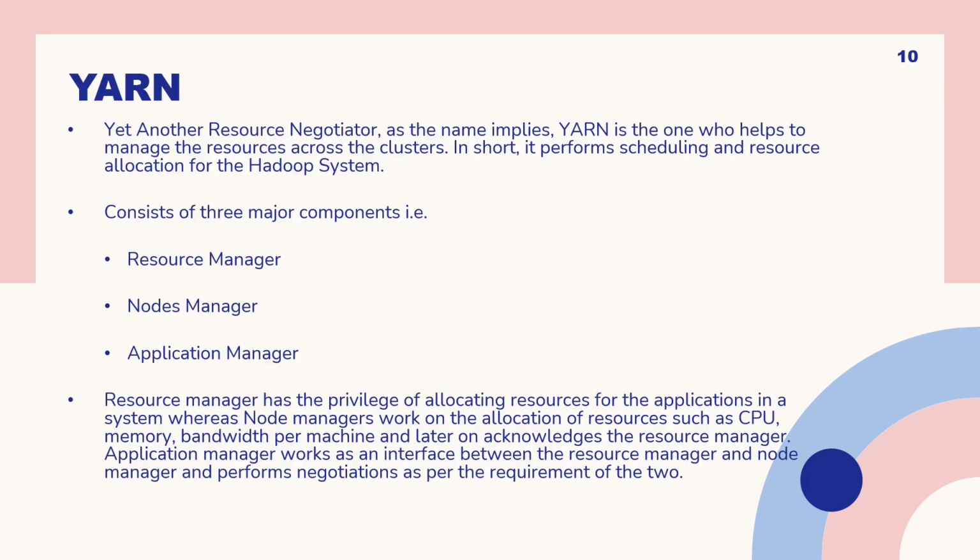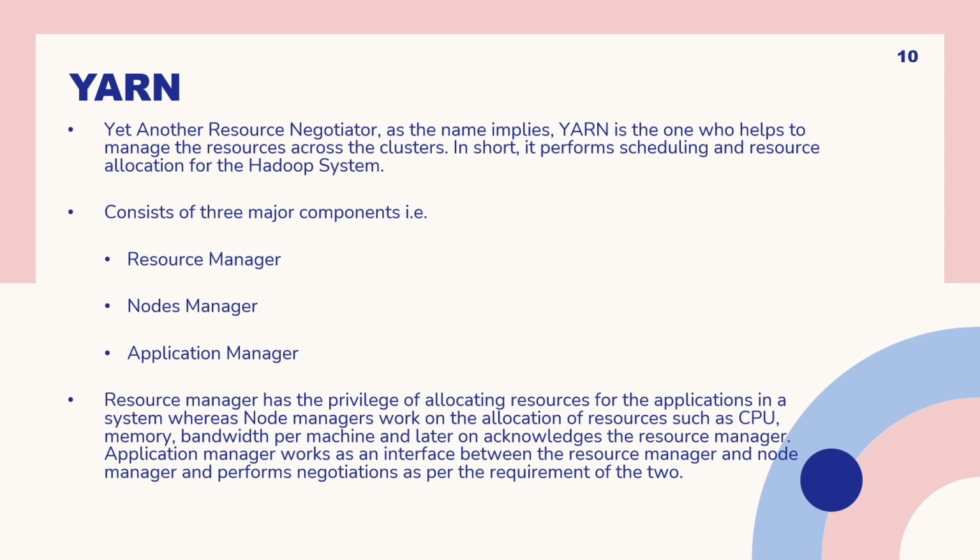The third is YARN. YARN stands for Yet Another Resource Negotiator. As the name implies, YARN is the one which helps to manage the resources across the cluster. In short, it performs scheduling and resource allocation for the Hadoop system. It consists of three major components, that is resource manager, node manager, and application manager.